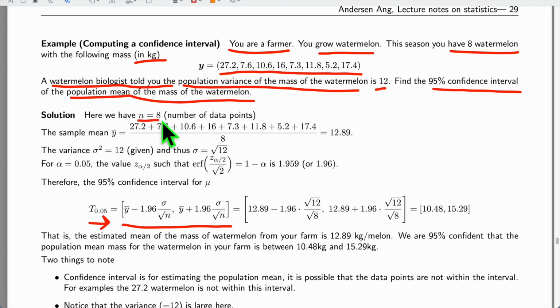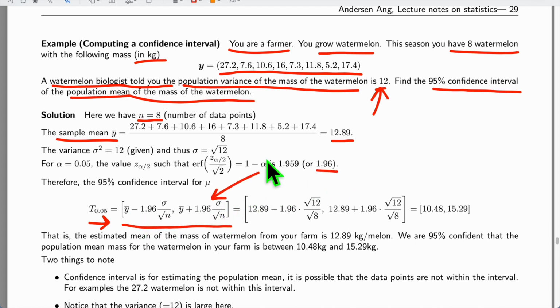So here we have n is 8. And you need the sample mean. Basically, you need y bar, just take the sum and divide by 8. You get 12.89. The variance is 12 because it's given. So what's standard deviation? Square root of variance. So you have this. So for 95% confidence interval, we know that the value is 1.96. So we just plug in everything into this formula.